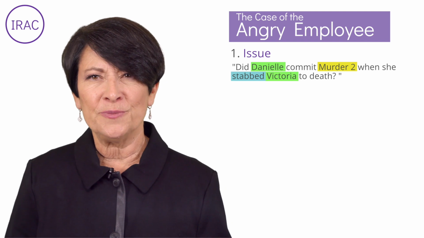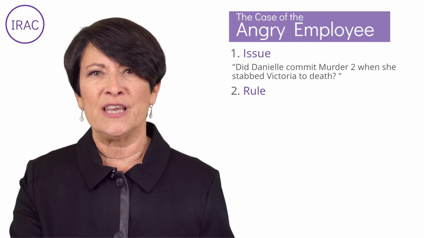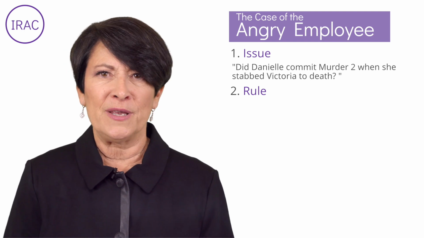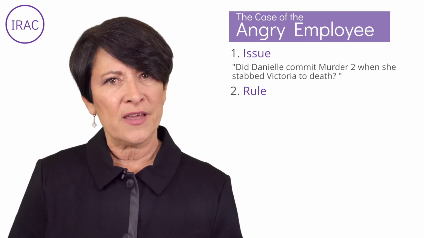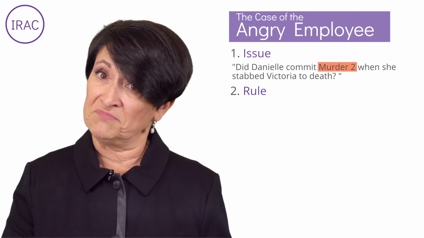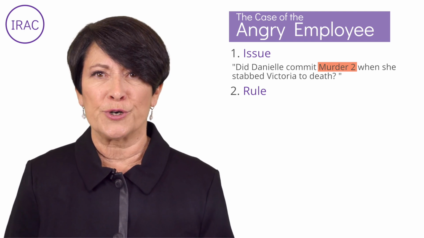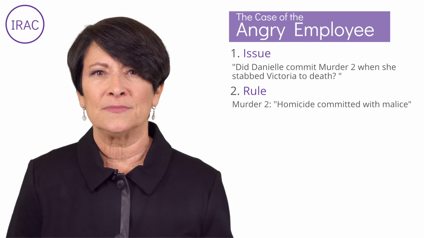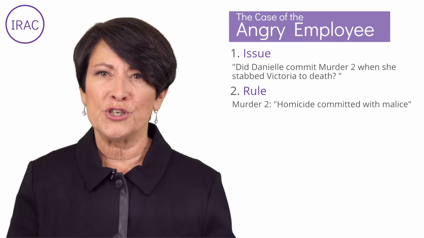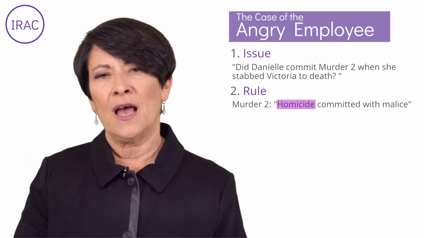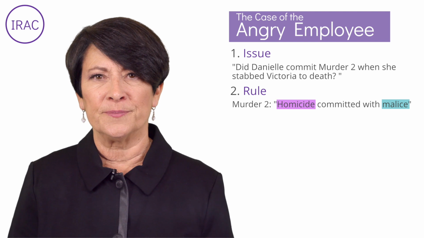Having created an issue, my next obligation is to give the rule statement. That's the R part of IRAC. In criminal law, that means the definition of the crime that I noted in my issue. Since murder 2 is the crime I raised, the next line I'm going to write is the definition of murder 2. Murder 2 is a homicide committed with malice. And as we've learned, this definition has two separate elements built into it. Homicide is one element, and the mens rea of malice is the other.